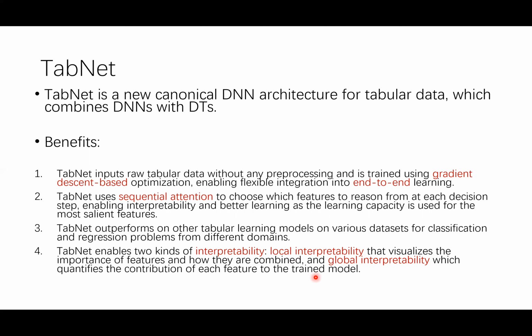And finally, the TabNet has two types of interpretability. One is the local interpretability. It visualizes the importance of features and how they are combined. And another one is the global interpretability, because global interpretability quantifies the contribution of each feature to the train model.